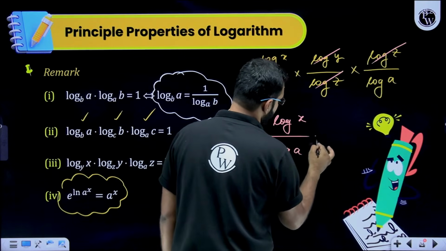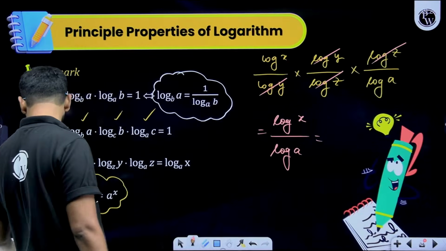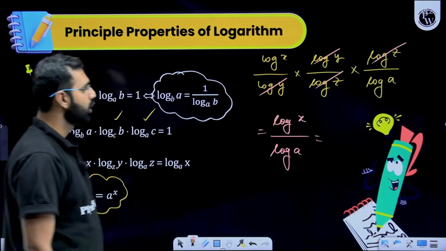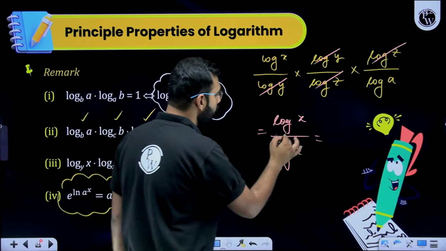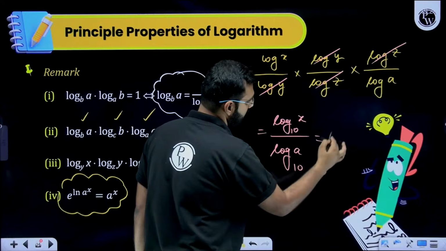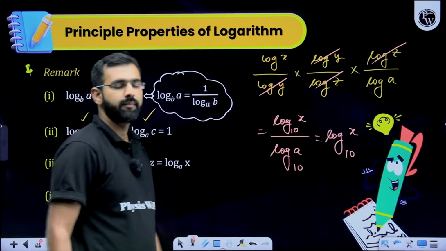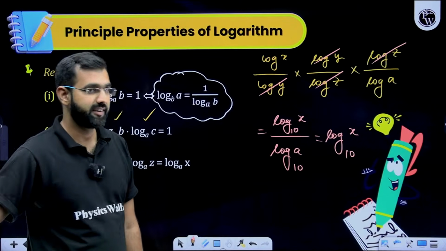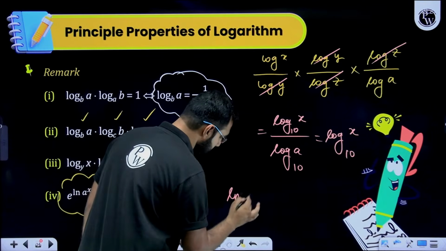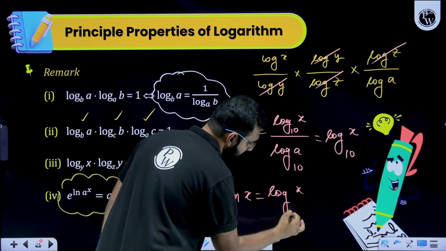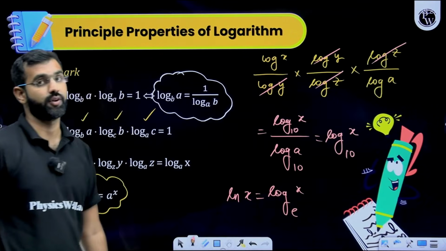So I hope you know that from this property only, the property we discussed in the last slide, log x by log a, both are at base 10. So I can write it as log x base 10. What is ln? As we have discussed, ln is nothing but, let's say if it is ln x, then it is nothing but log x at base e. e is your Napier's constant, 2.71.